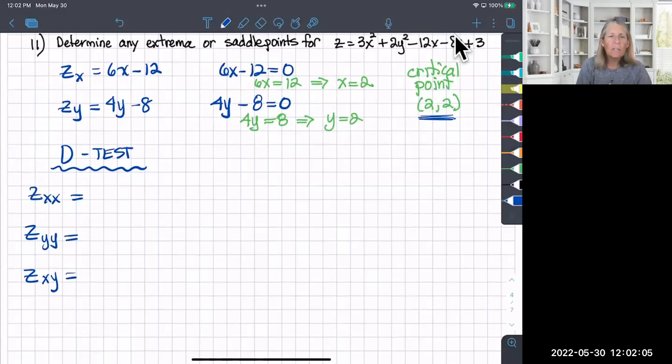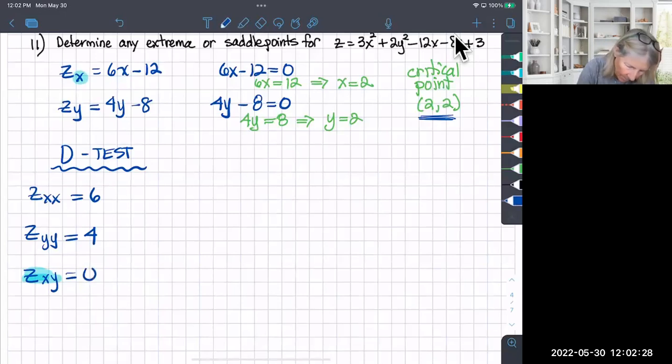So my second derivative with respect to x, if I do that again, is 6. The second derivative with respect to y is 4. And then a derivative of x first and then y. When I do this mixed derivative, I use this first derivative of x up here and then take the derivative with respect to y. Since there is no y there, that's going to be 0.